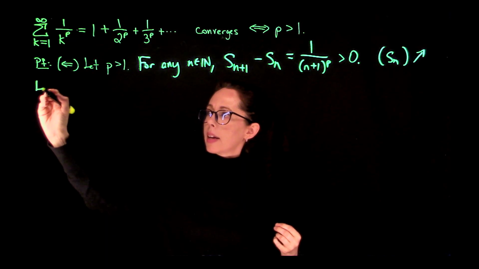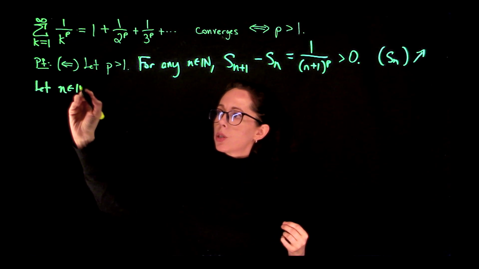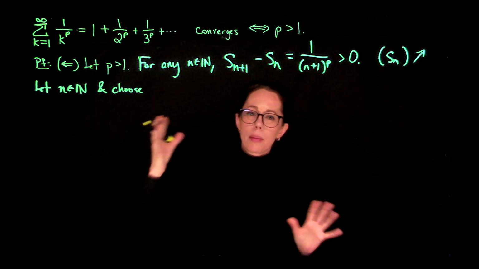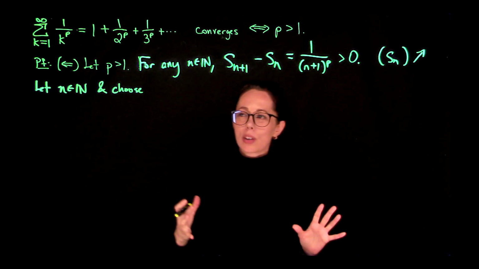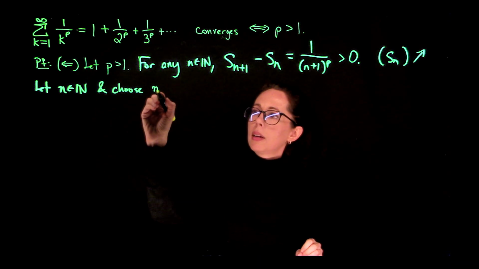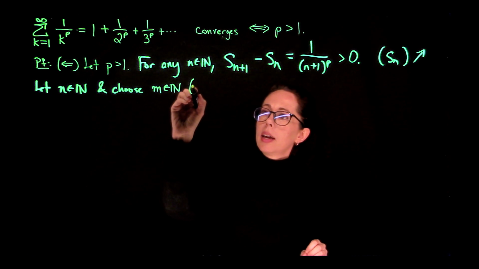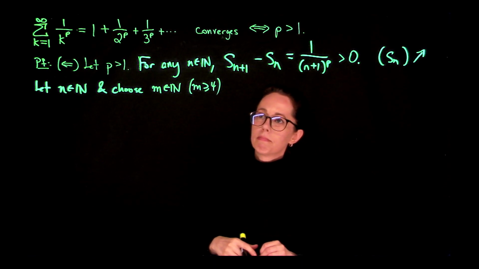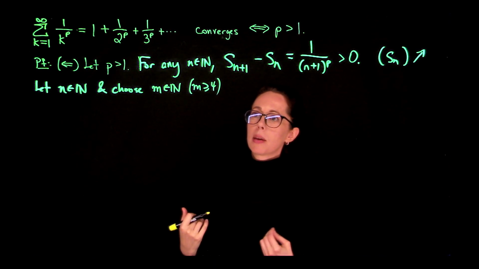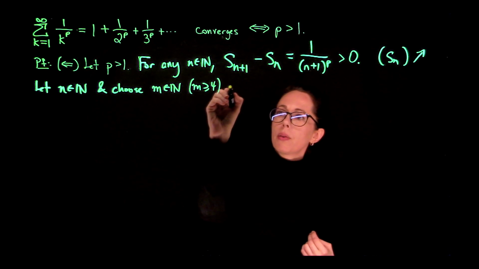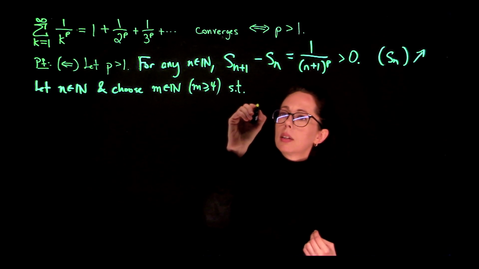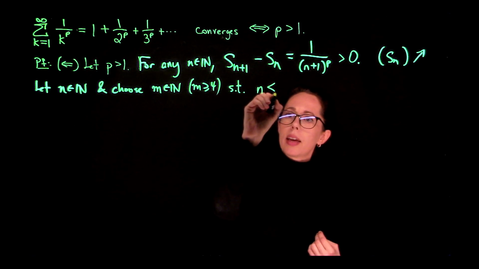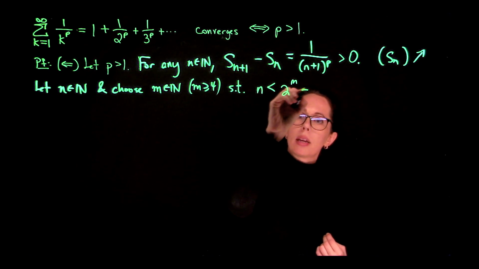So now let's just let n be a natural number and choose, this is going to seem like it comes out of thin air, but it's because I worked it out on scrap paper. So choose m from the set of natural numbers, and just to make my general expression very valid, let's make m greater than or equal to 4, so that n is less than 2 to the m minus 1.